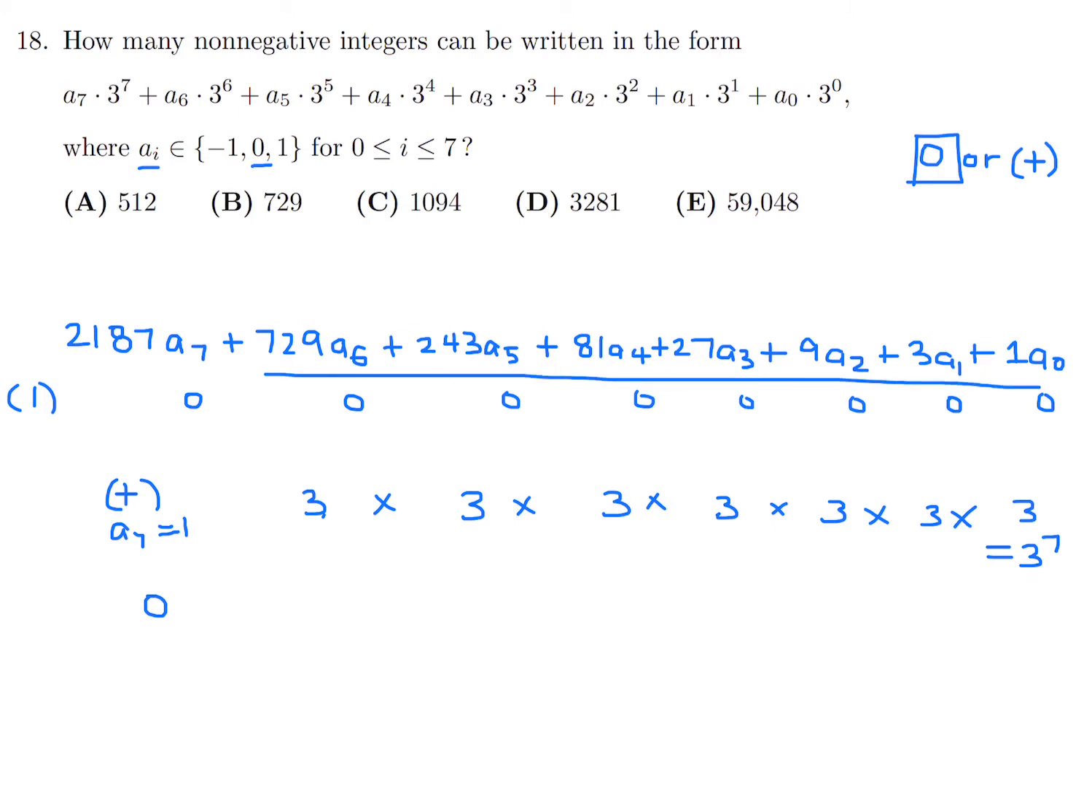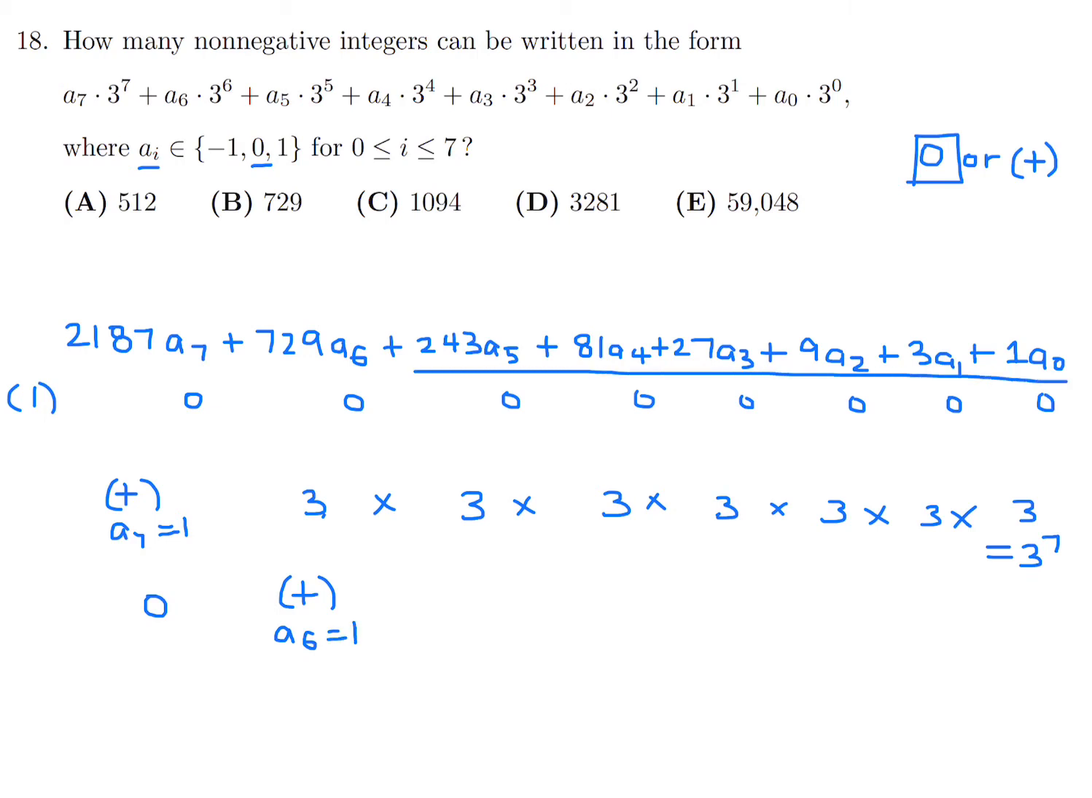Now I have to try to make the rest of these guys positive when you add them all together. It's the same sort of story. That will only happen if a6 is positive. So a6 has to be positive. So a6 has to equal 1. If a6 equals 1, any combination of the remaining terms will result in the whole thing being positive. Because 243, 81, 27, 9, 3, and 1, when you add them up, they are less than 729. So even if they were all negative, the 729 would still override it.